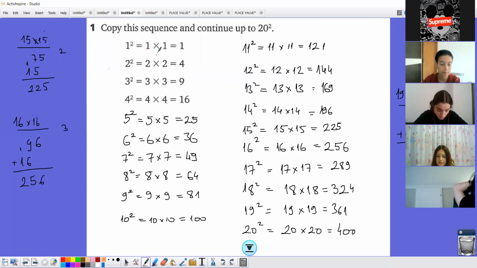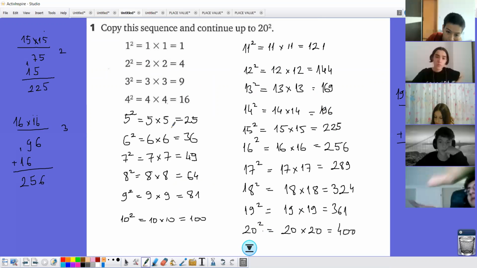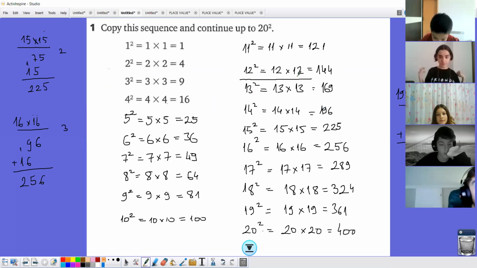Look, we have found the square numbers till 20. You need to memorize some of these. It's 12. See here, 12. 12 square is 144.